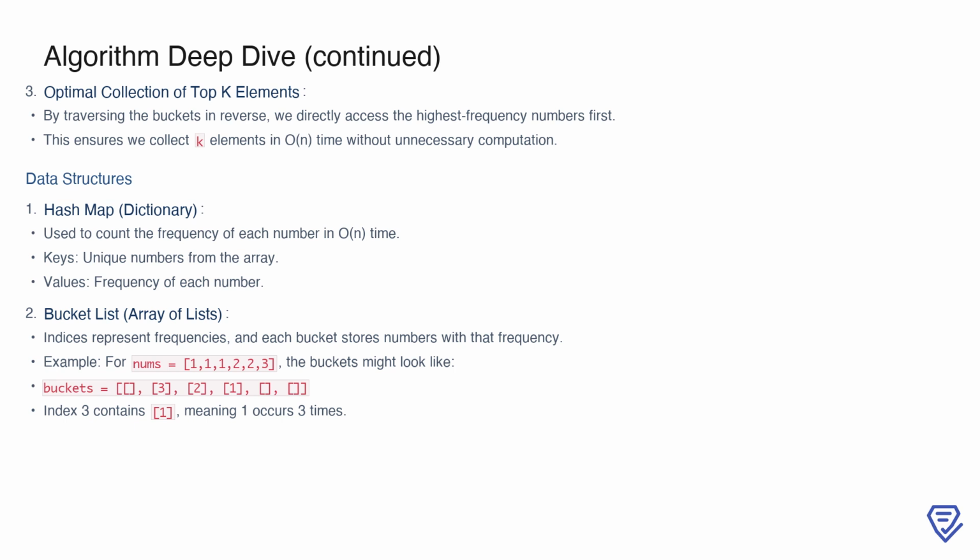For example, if the input array is 1 1 1 2 2 3, the hash map would count the frequencies as {1: 3, 2: 2, 3: 1}, and the bucket list would look like [3: 1, 2: 2, 1: 3]. In this structure, index 3 stores the number 1 because it appears 3 times, while index 2 holds 2, which appears twice. This design ensures that we can efficiently retrieve the most frequent elements.